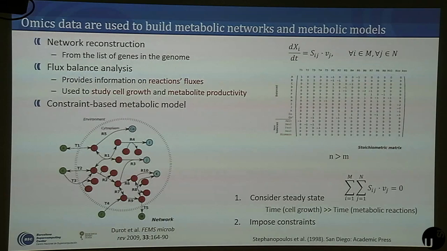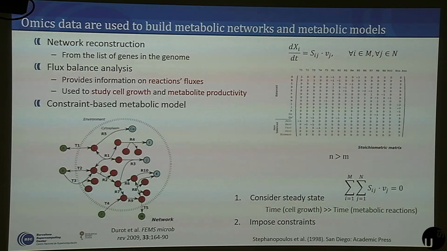And this flux balance analysis is considered part of the family of what is called constraint-based metabolic models, because you use constraints in order to reduce the solution space. So you have this equation, you have this stoichiometric matrix, and maybe some of you have seen that you have many, many more metabolites than you have reactions. So in fact, what you have here is an undetermined system that you need to consider at steady state in order to be able to address it. The biological excuse for considering the steady state is that the time of the cell growth is bigger than the time of the reactions.